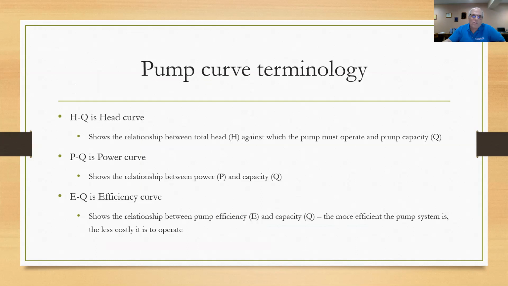We've got the head curve, or HQ, which shows the relationship between the total head against which the pump is operating and the pump capacity. We're going to look at the PQ line, which is the power curve. It shows the relationship between power and capacity. And the EQ line, that's your efficiency curve. That's one we're very much interested in here. It shows the relationship between pump efficiency and the capacity.